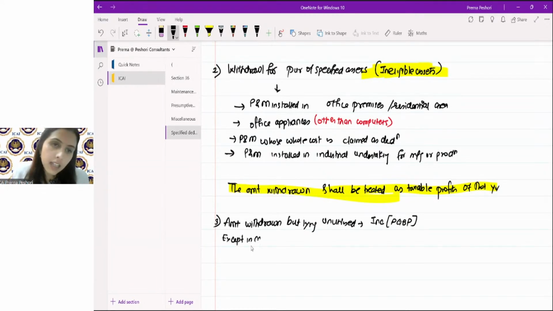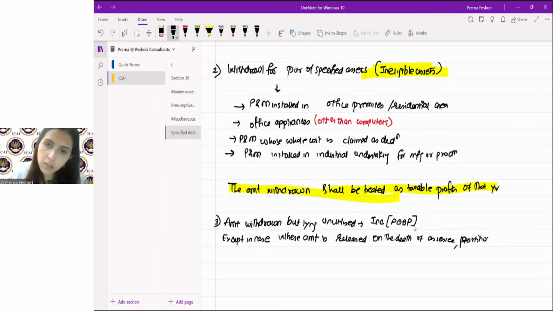Except in case where the amount is released on the death of the assessee, or partition of HUF, or liquidation of company.